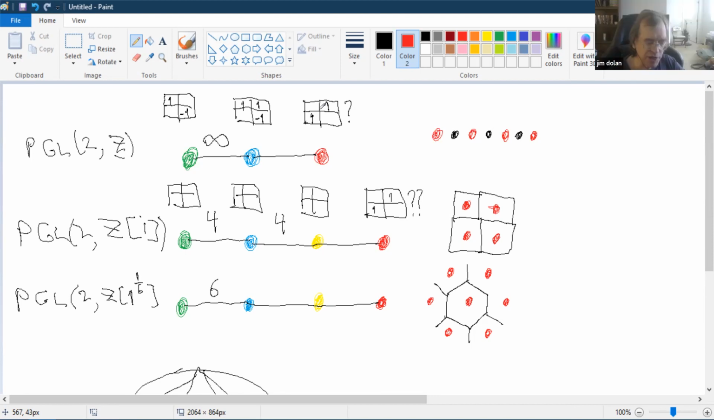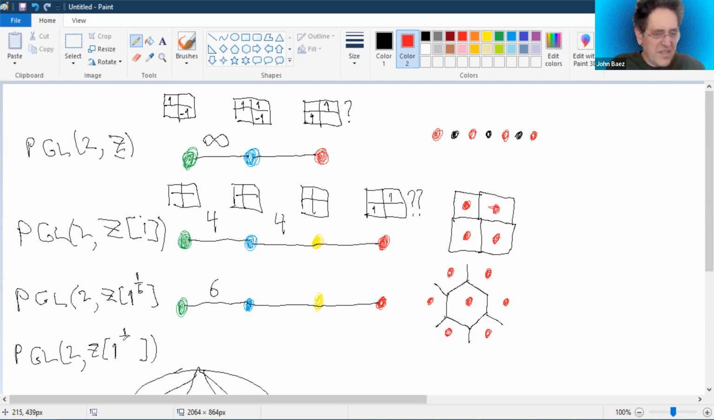Okay, so now let me ask a silly question here. Let's consider PGL(2, Z adjoin 1 to the power of 1 something else). What should we try, for example? 5th. Well, maybe that's the wrong thing to say, but I want 1/5. Oh, but you mean the algebraic integers anyway. Right, so that was the wrong thing to say. What should I have said?